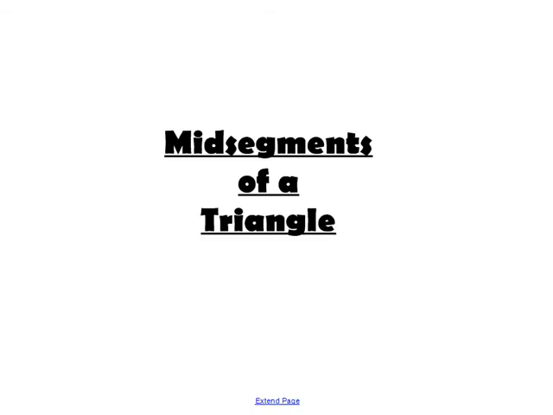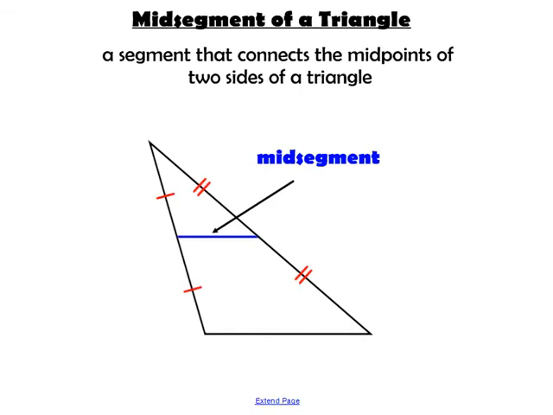Midsegments of a triangle. The midsegment of a triangle is a segment that connects the midpoints of two sides of a triangle. So if you take this one side and find the midpoint, take this other side, find the midpoint, and then you connect those two midpoints, this is what's called a midsegment.